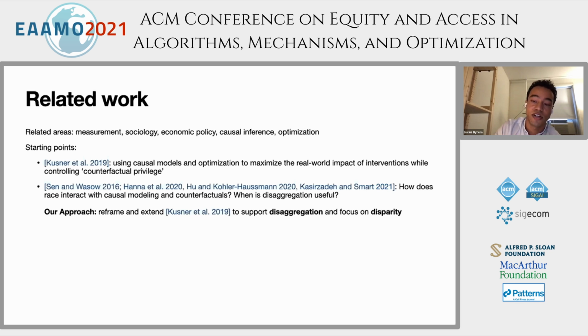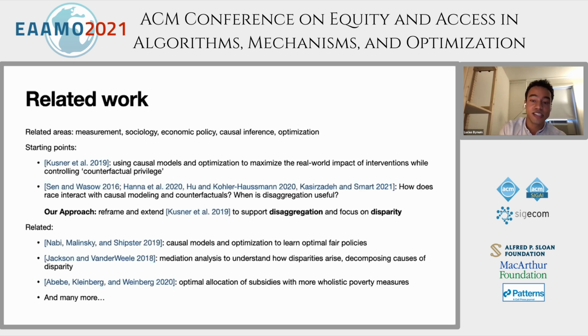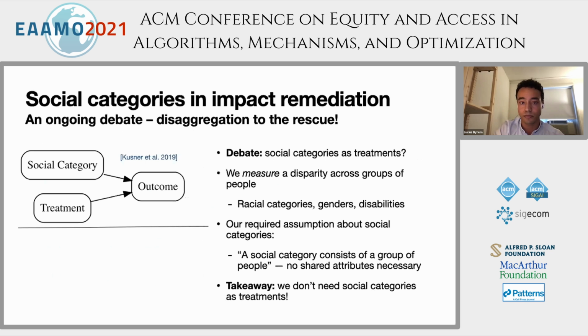Another key difference in our work is our use of disaggregation. That's an idea discussed in this second group of papers here, which unpack concepts like race in particular, and how that interacts with causal modeling and counterfactuals. I'll talk more about disaggregation in the next slide. I've listed a few other papers here from related lines of work, but for time's sake, I won't go into more detail on those at the moment.